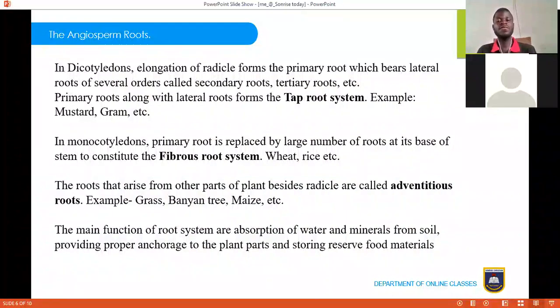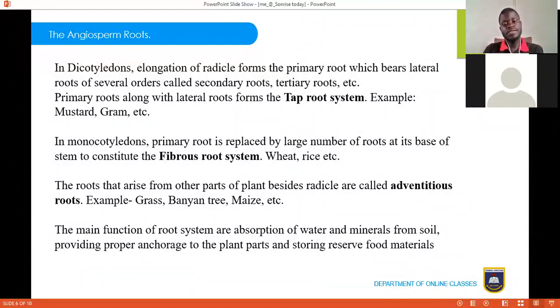The roots that arise from other parts of the plant, apart from the radicle, are called adventitious roots. All right. So you know that in plants, the roots arise from the radicle. So if any root is not coming from the radicle, such a root is called an adventitious root. And you find adventitious roots in many grasses, in the banyan tree, in maize, and so on and so forth.